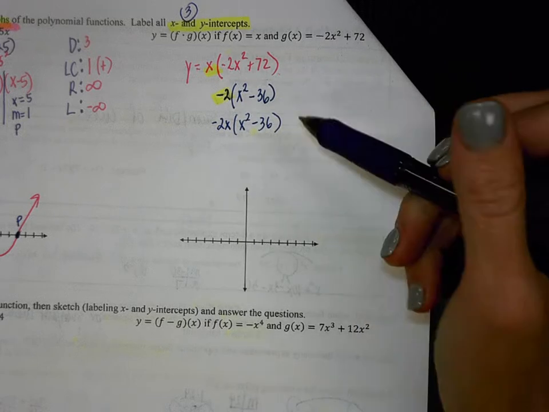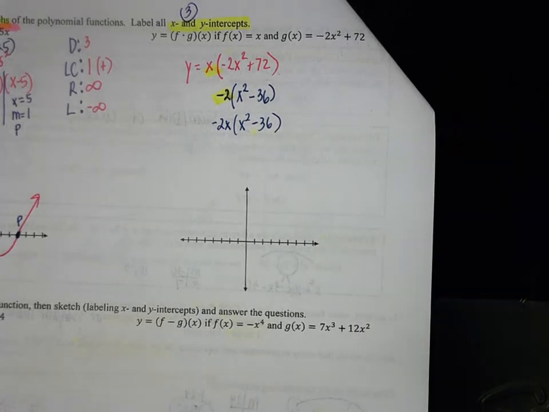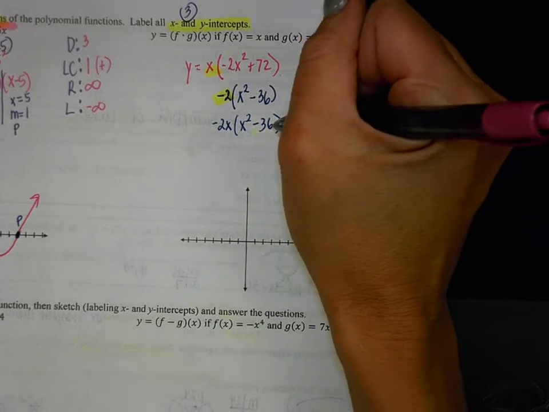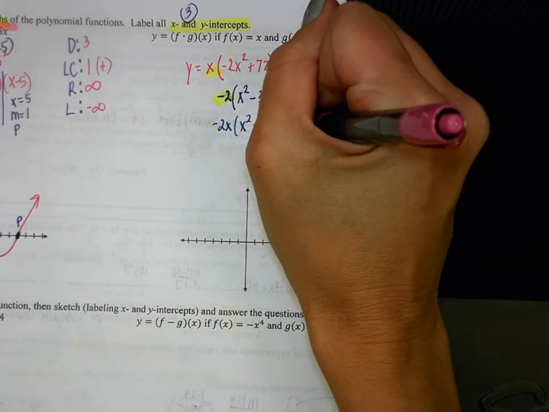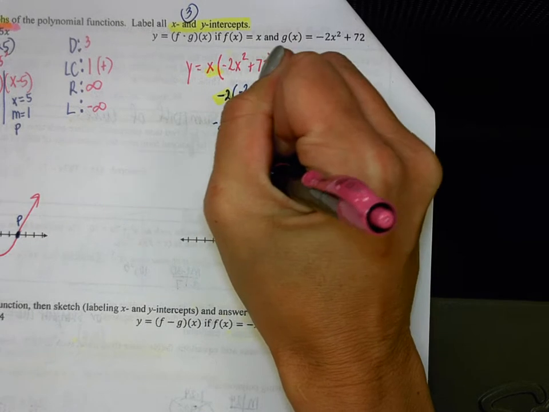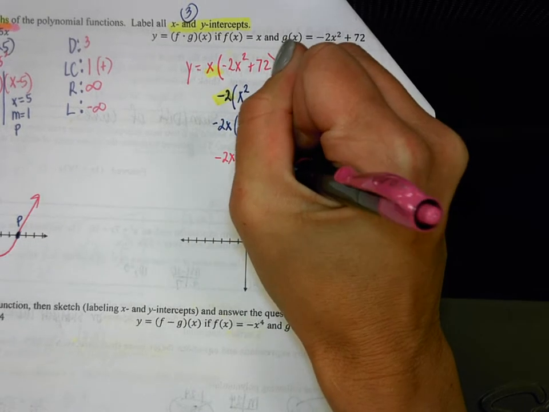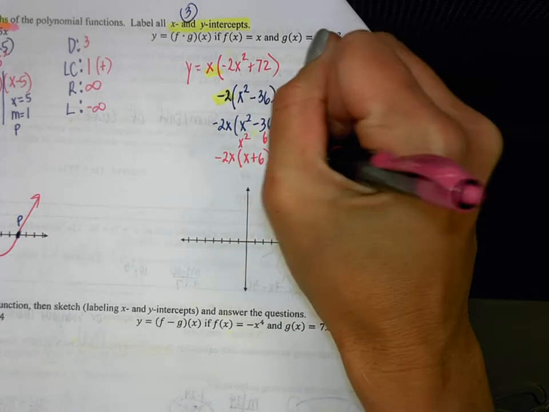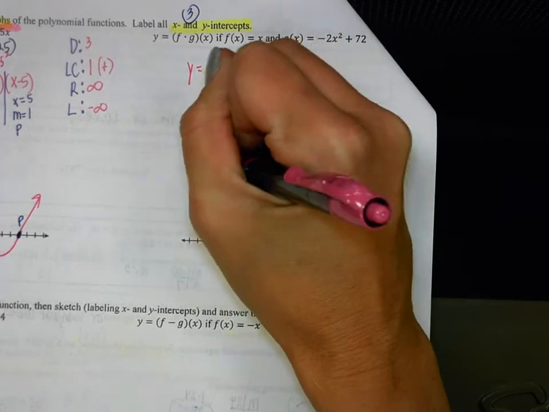Okay, so can these be factored any further? Yes. Which one? 36. Yeah, and 36 is what? 6 squared. Good. So we have x squared and 6 squared. And so when we factor this, we end up with, very good, x plus 6 and x minus 6. And then we have y equals.